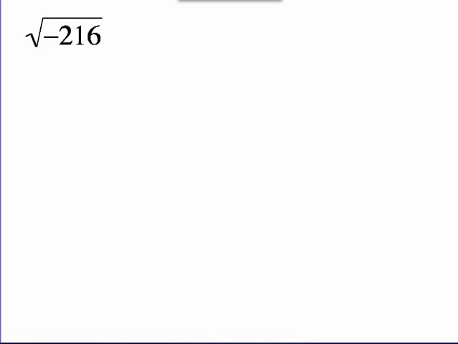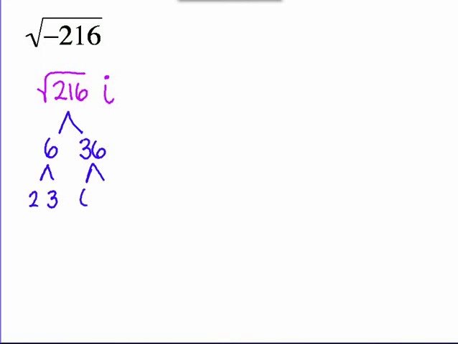Okay, square root of negative 216. So first of all, this is root 216 times i. What we're going to do now is break down 216. 216 you can break down to be 6 and 36. Then you can break 6 down to 2 and 3, and 36 down to 6 and 6, and then each 6 down to 2 and 3. Now that's not the only way, but that is one way.